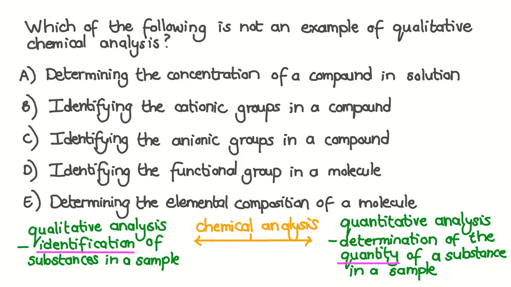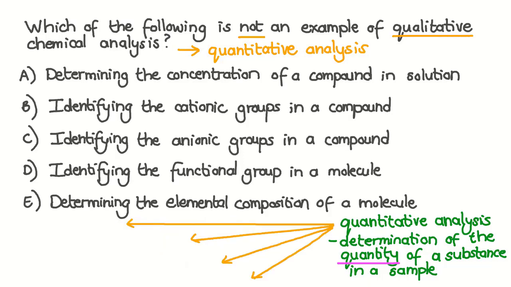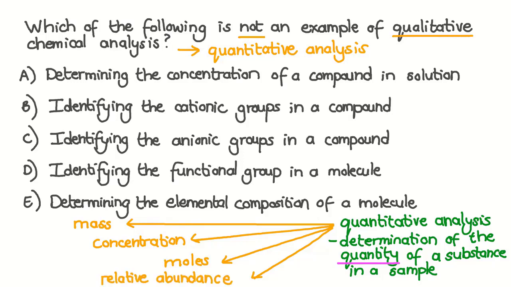The question asks which of the following is not an example of qualitative chemical analysis. In other words, they are asking us which answer is an example of quantitative analysis, where we measure the quantity of an analyte. There are various ways to measure the amount of an analyte in a sample. We can measure its mass, or we can determine its concentration, or we can express its amount in terms of moles, or as a percentage in relative abundance. So determining the concentration of a compound in solution is an example of quantitative analysis.